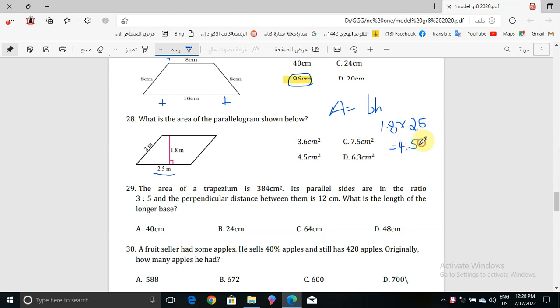4.5 centimeters squared. So the correct answer for question number 28 will be choice B.